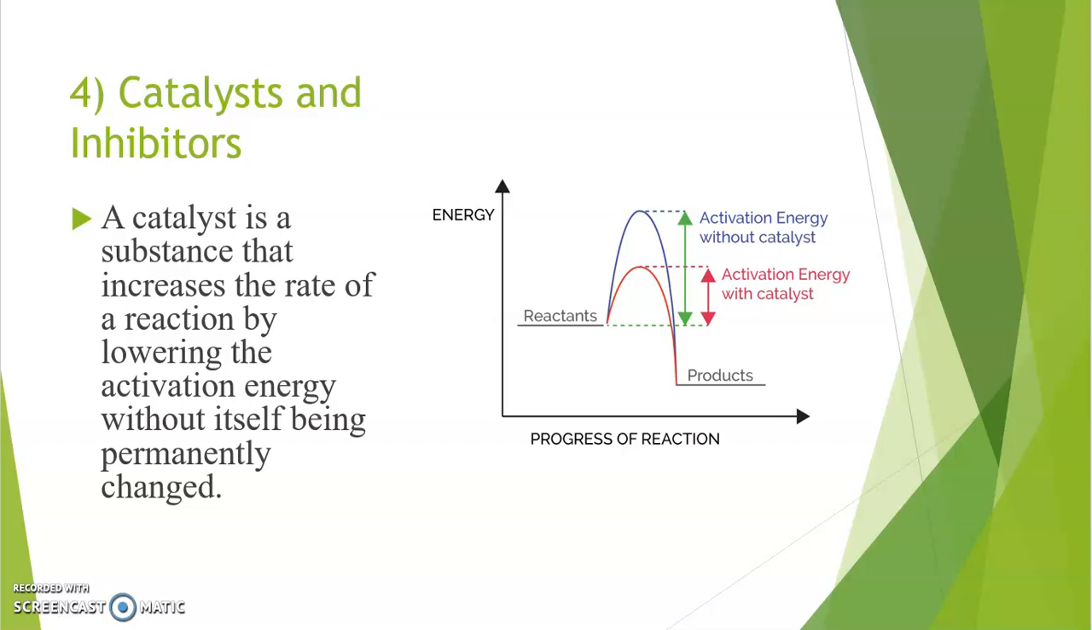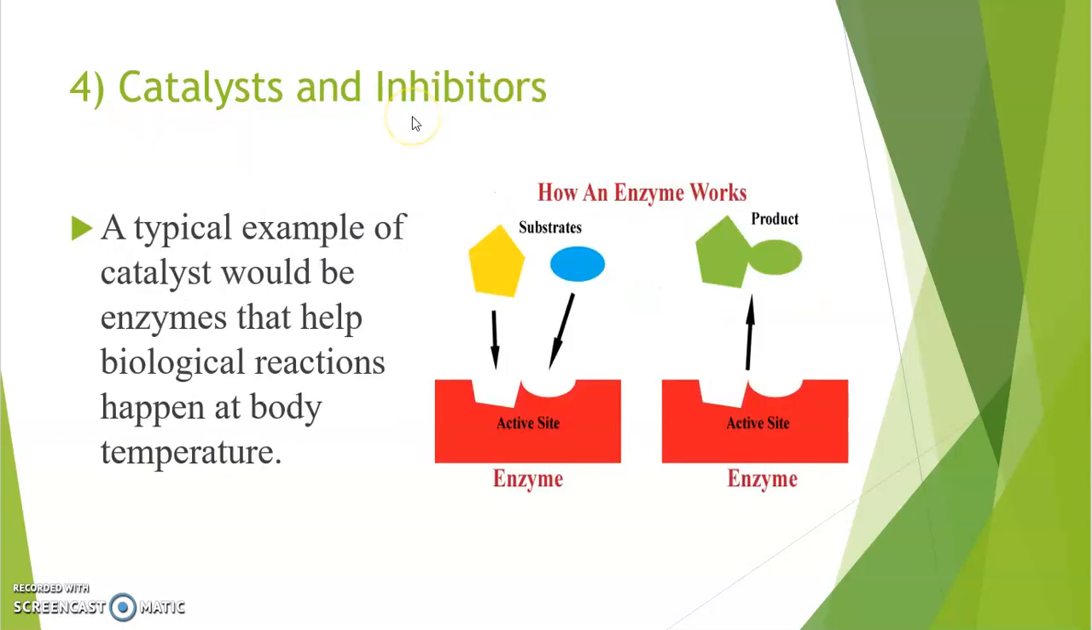Now let's take an example of a catalyst. A typical example would be enzymes. I'm sure in biology you have heard about enzymes. Enzymes help reactions happen in the body at normal body temperature. Let's check what enzymes do. If you look at this picture, these are your 2 substrates. Substrates for us are the reactants. So these are the 2 reactants, the yellow and the blue. They need to react with each other. They can do that normally and give the product, but it will take a lot of time.